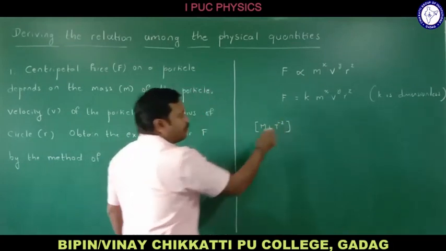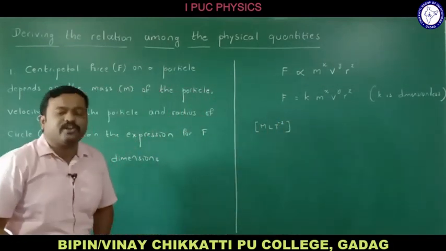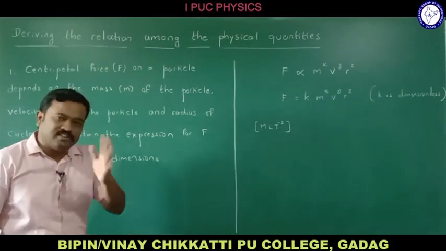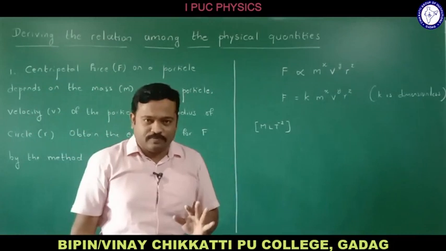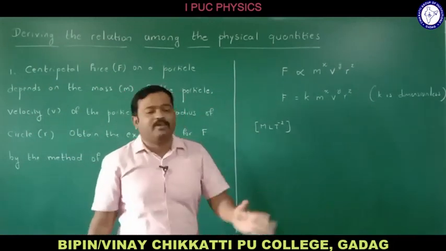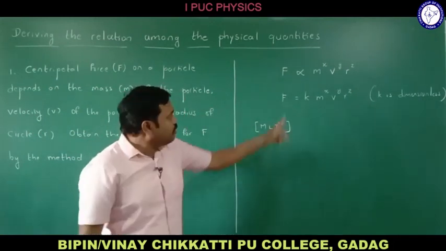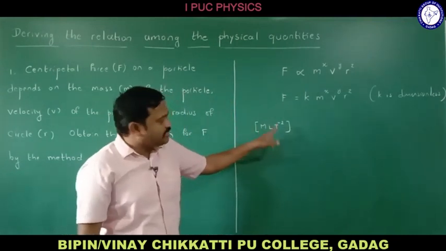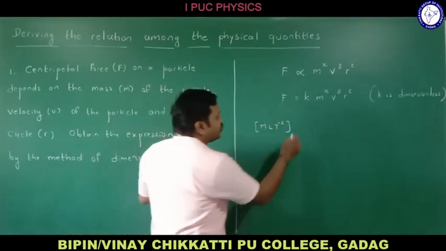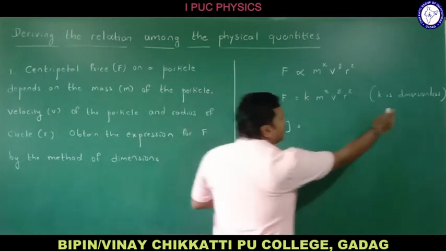Don't remember the dimensions of all physical quantities. I told you to remember only two: one is velocity and another one is acceleration. Velocity, L t raised to minus 1. Acceleration, L t raised to minus 2. So if you remember these directly, you can write the dimensions like this. Force formula is mass into acceleration. This is mass, acceleration is L t raised to minus 2. That is equal to, and the constant k does not have any dimensions.